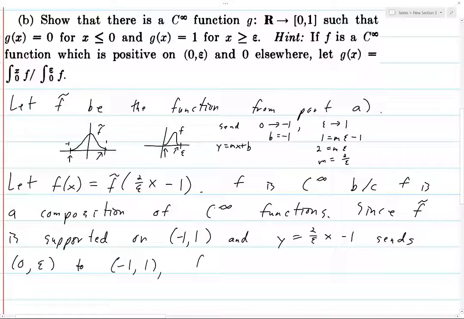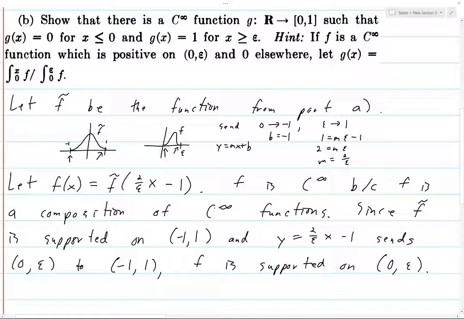F is supported on 0 to epsilon. And when I say that f is supported on 0 to epsilon, what that means is that if you take any x in the open interval from 0 to epsilon and evaluate f at that x, then you'll get a positive value. But if you evaluate f at some point outside of that open interval, then you'll get 0. That's what it means to be supported on an open set in this case. Okay.